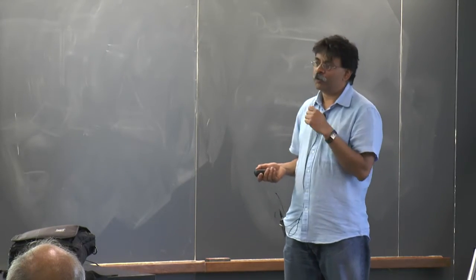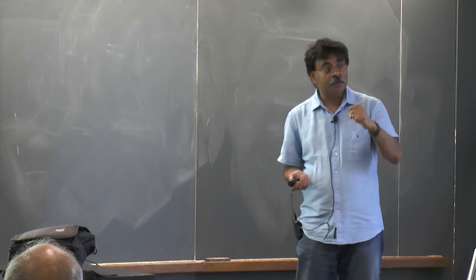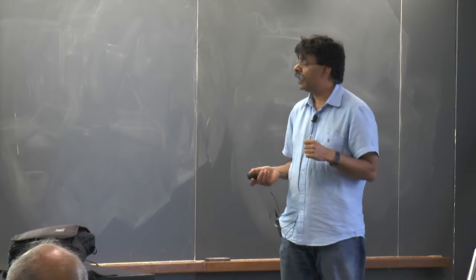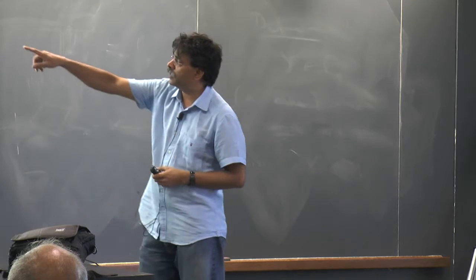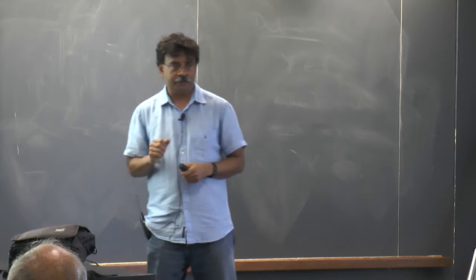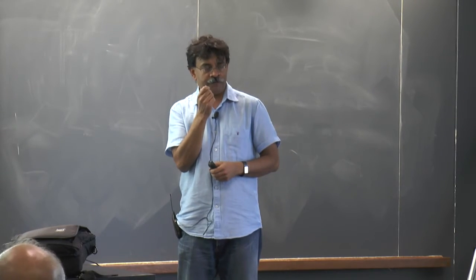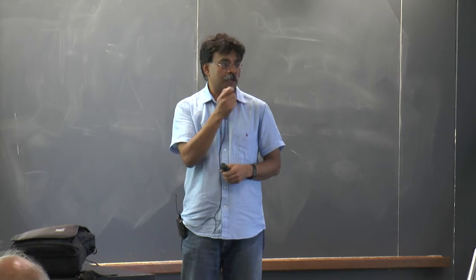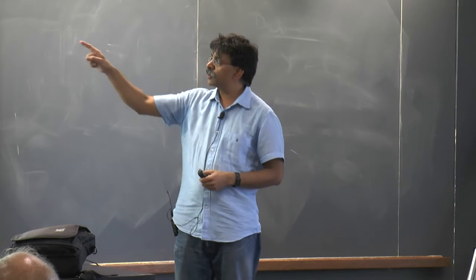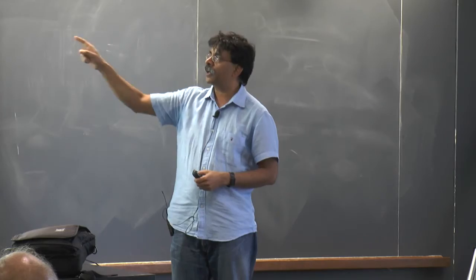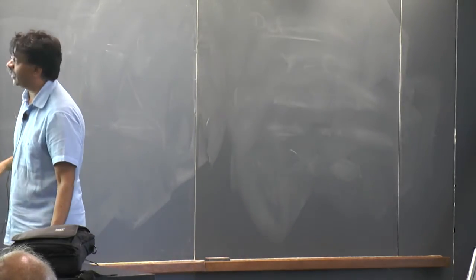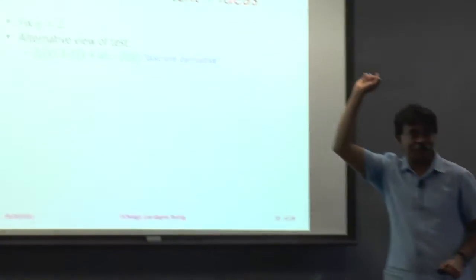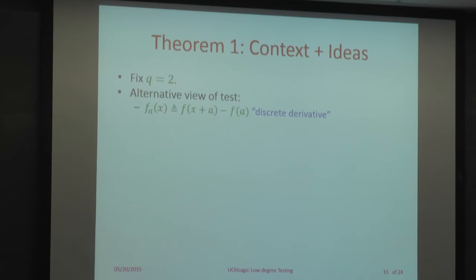There is a concrete way of looking at it, and this is the way most people in the past had been looking at it, and that concrete way was motivated by this concept called the discrete derivative. If I look at a function f, I can create a related function called f sub a, which looks at the function at x plus a and then subtracts off the value of f of x. Why f of x plus a minus f of x?